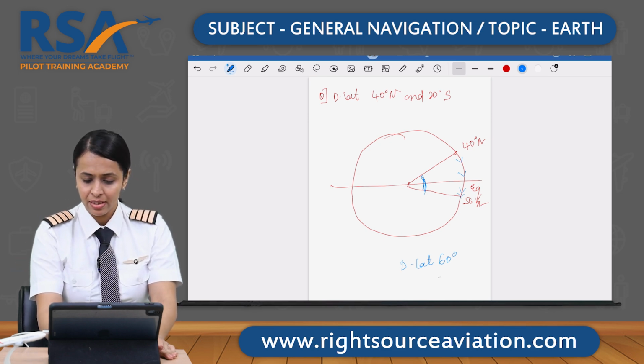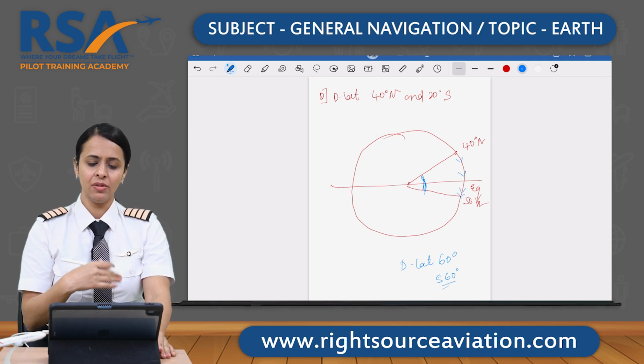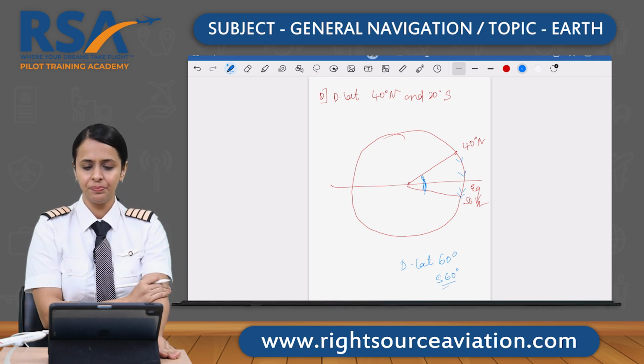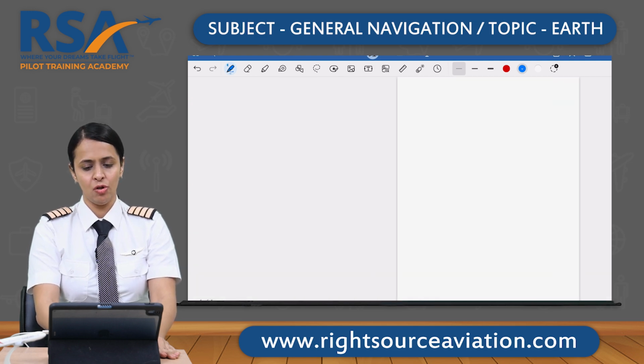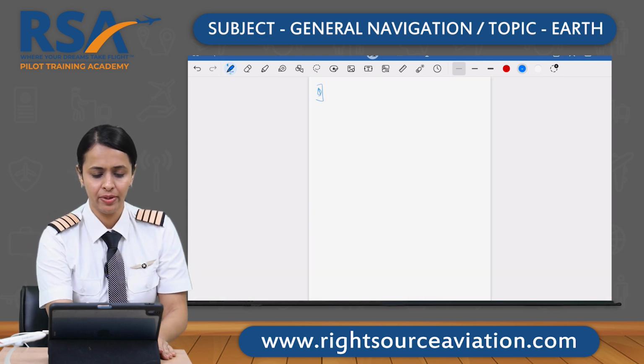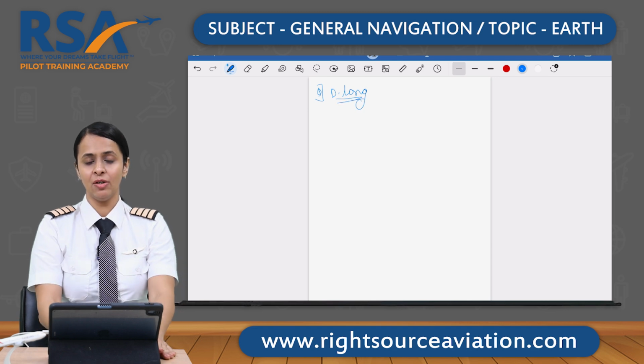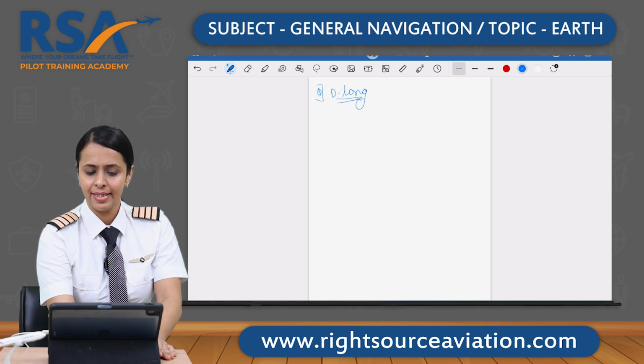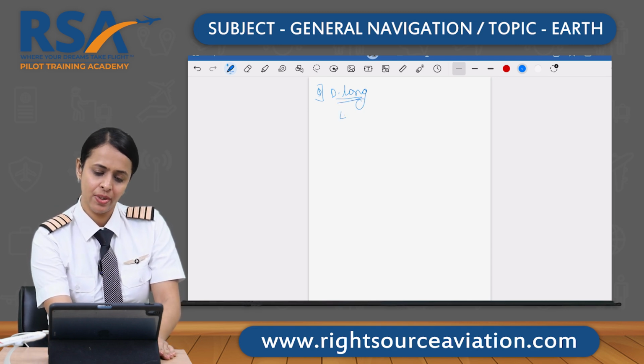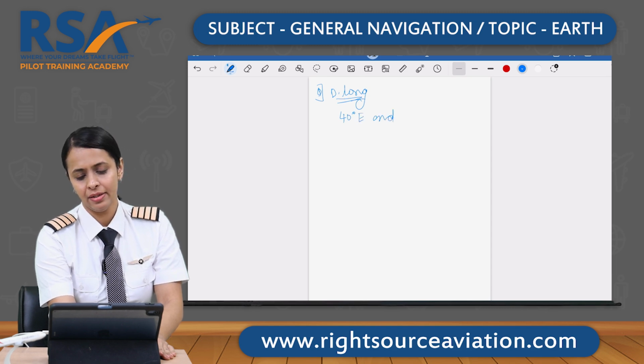So, I will say south 60 degrees because I am going in a southerly direction. That is how you calculate the difference in latitude. Let us do the same for longitude. So, what we do is D long. This way we can find the difference in longitude. Again, let us say I want to calculate the difference between 40 degrees east and 120 degrees east.